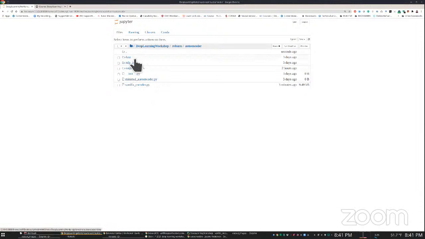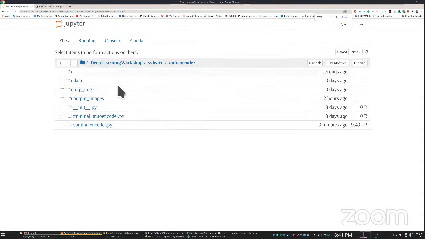This data directory is where the MNIST data will be stored. When you run the code, it will download the MNIST data. This is where it will get stored. These are all your output image directories. The only thing that you need to read is the vanilla encoders.